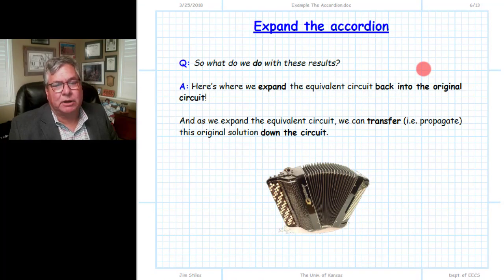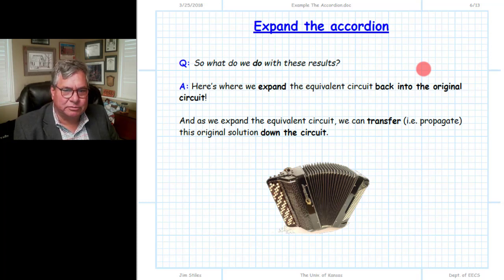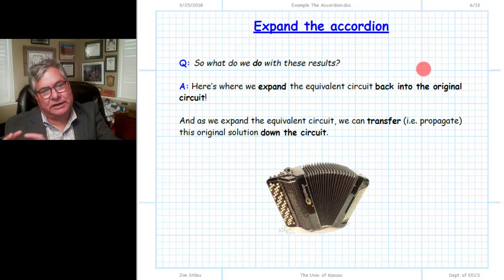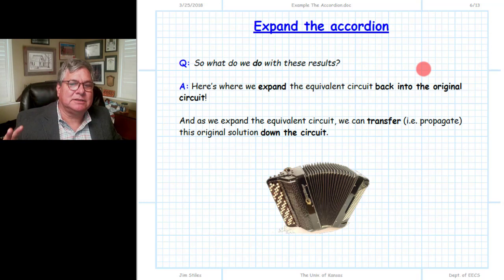What do we do now? Our problem statement asks for the values of the load current and load voltage, not the values of the source current and source voltage as we just determined on the previous page. So what do we do? Well, we took the circuit and crushed it into an equivalent circuit to find the source current and voltage. Now what we're going to do is expand it back out. I call this the accordion method.